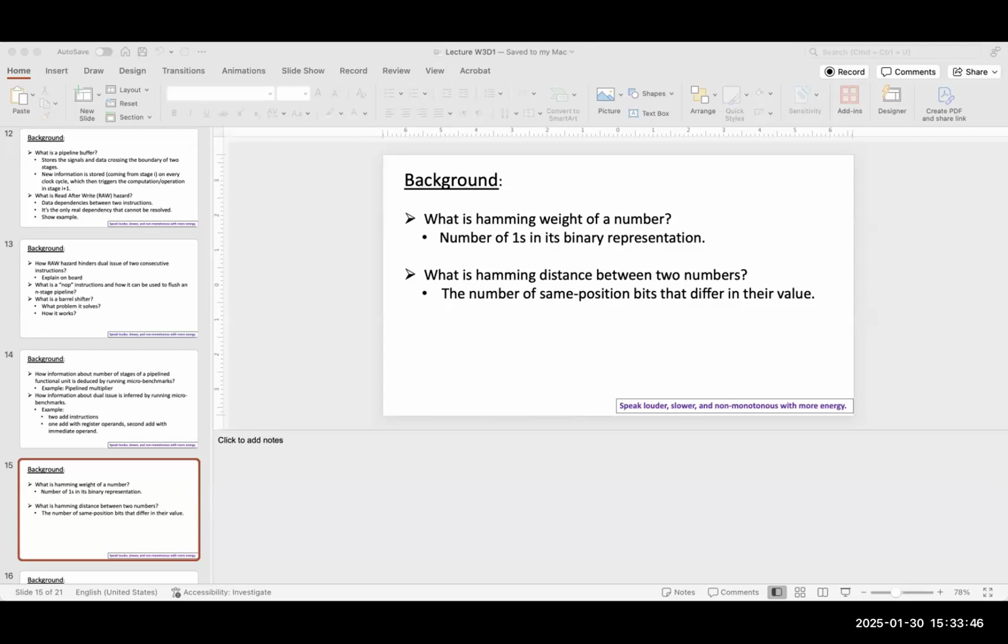So anyone who would like to answer that, it is shown here. It says if CPI is equal to 0.5, then they are deducing that we can perform the dual issue between an ALU instruction with immediate operand and another ALU instruction with immediate operand.